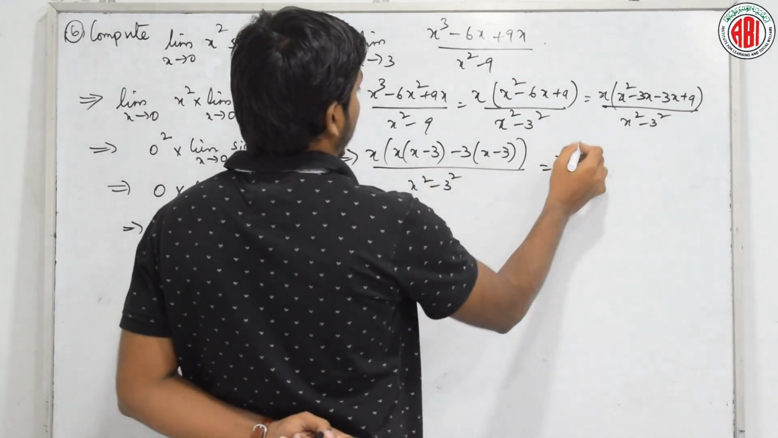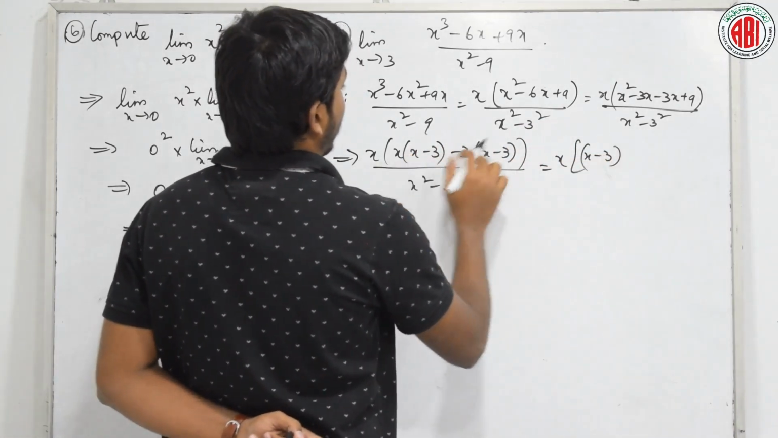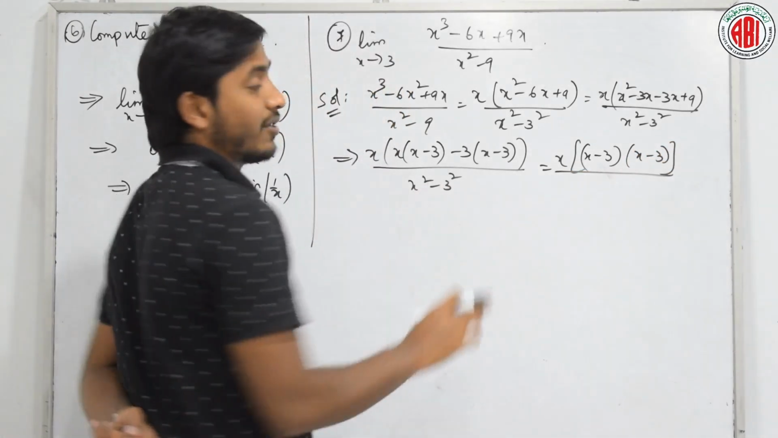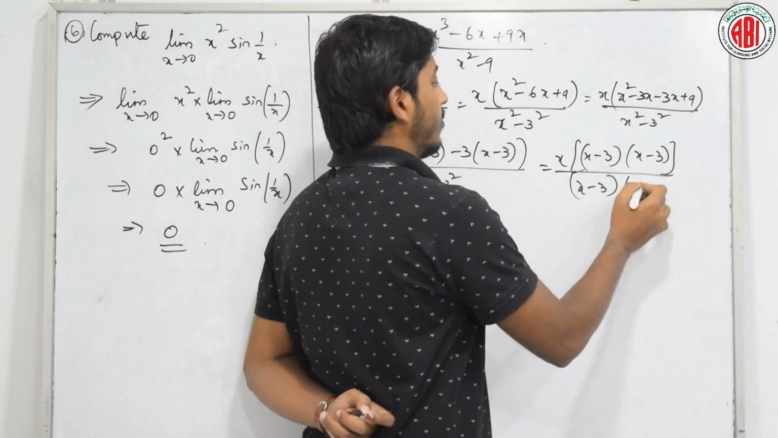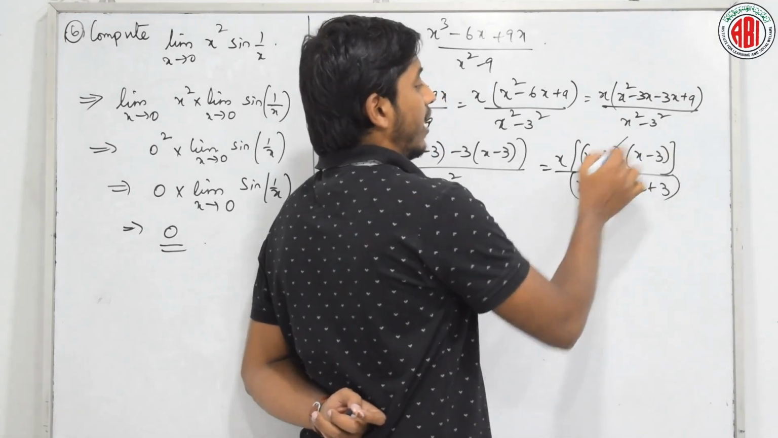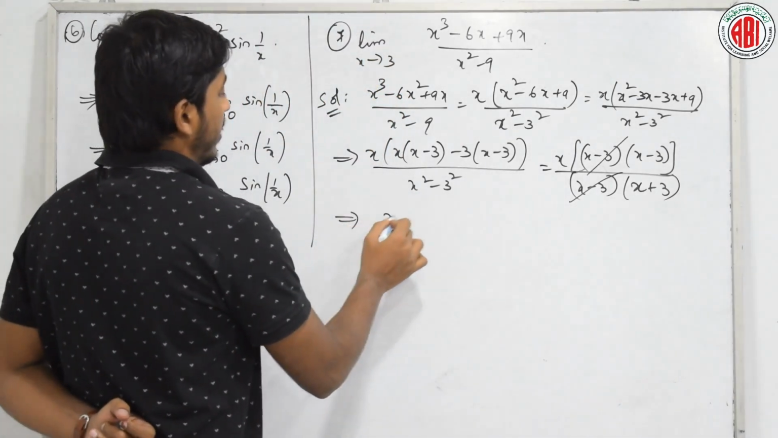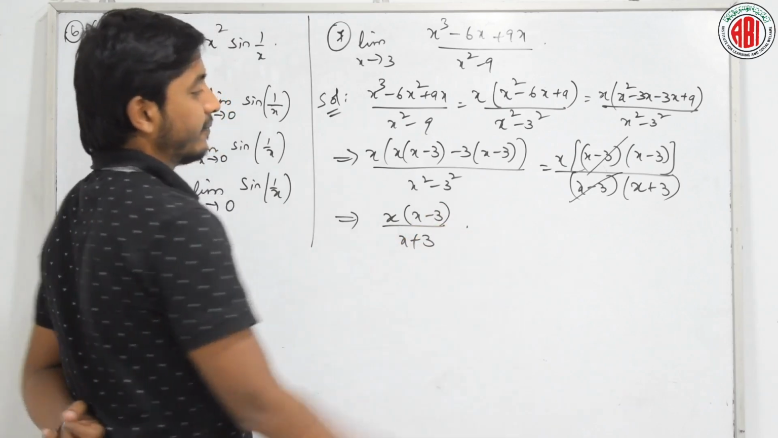That is equal to x minus 3 will be common. Here one more x minus 3 will be common. In the denominator, x square minus 3 square, I can write it as (x minus 3) into (x plus 3). Here x minus 3 gets cancelled. What is left finally? It is x into (x minus 3) by (x plus 3).